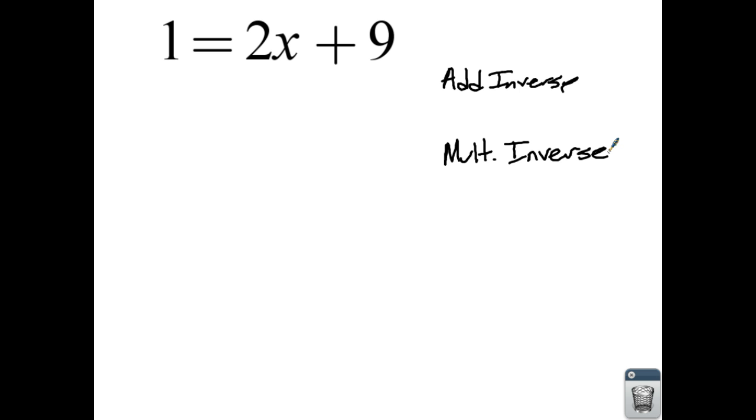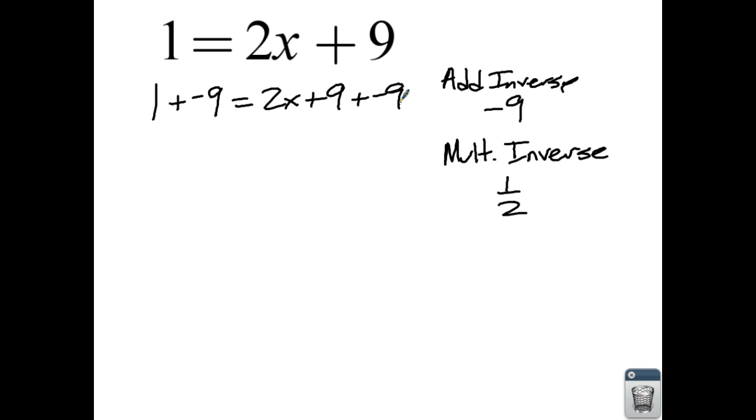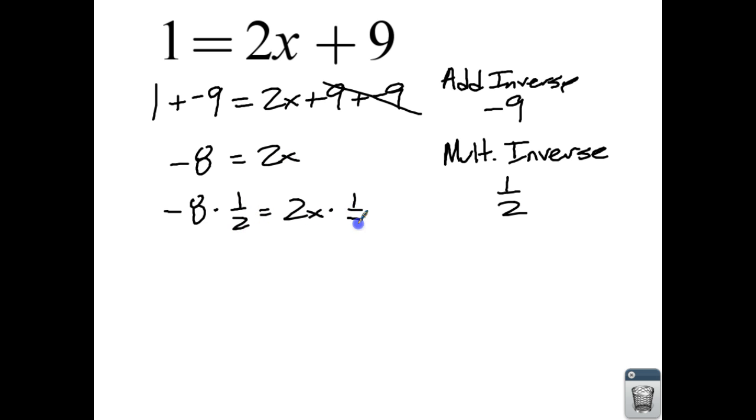All right, so my additive inverse here is going to be, I'm going to add -9, and then my multiplicative inverse is I'm going to multiply by 1/2. All right, so those are the steps that I would do. I'm going to say, okay, I'm going to subtract 9, so I'm going to do 1 plus a -9 is equal to 2x plus 9 plus a -9. Okay, those cancel out. 1 and -9 make -8 is equal to 2x. Multiply by 1/2, so -8 times 1/2 is equal to 2x times 1/2.